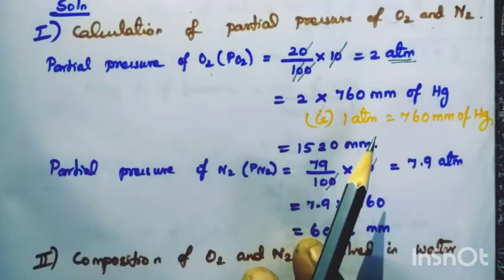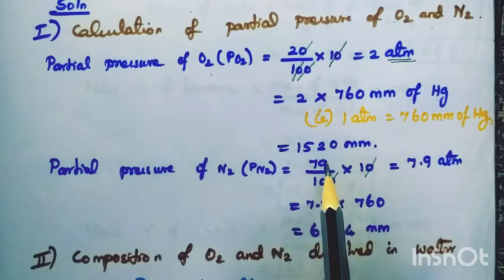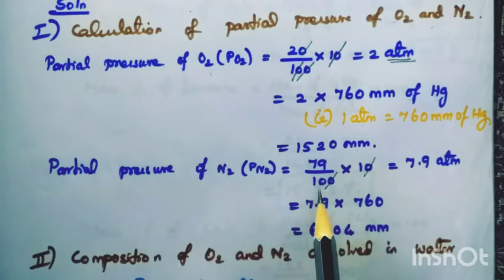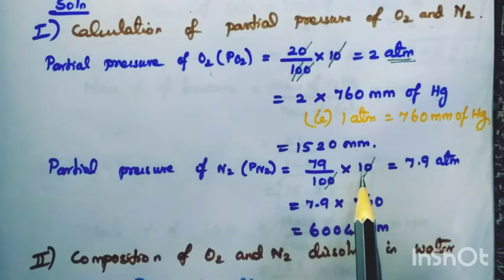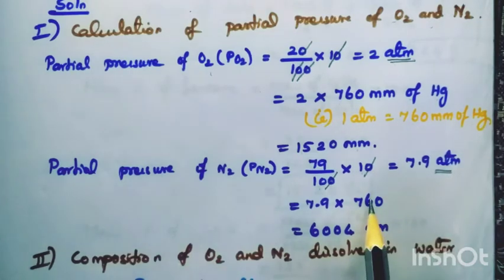Next, the partial pressure of N2. Same formula: number of moles of N2 by total moles, into total pressure. To convert the atmosphere into mm, multiply by 760. So the mm value is like this.